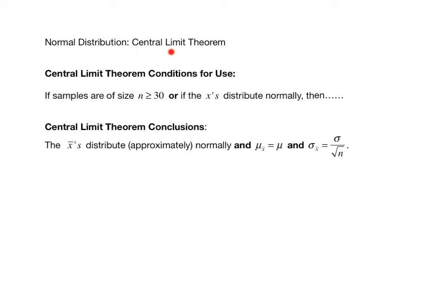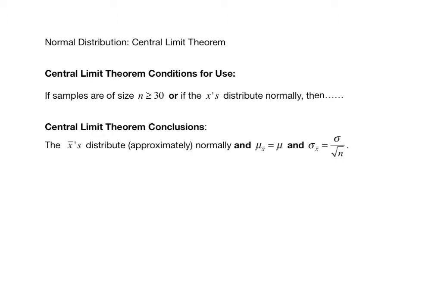Here we present the central limit theorem. If samples are of size n greater than or equal to 30, or if the x's distribute normally, then the x bars distribute normally or approximately normally, and mu sub x bar is equal to mu, as well as sigma sub x bar is equal to sigma divided by root n. Let's first get a sense of the logic of the theorem, and then we'll try to get to the meaning of the theorem.